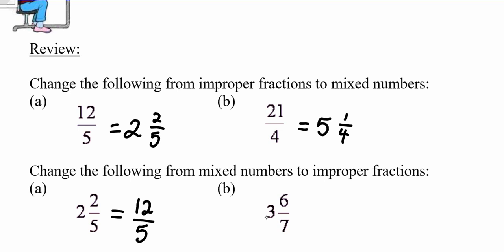The whole number 3, multiply that by the denominator, 7. So 3 times 7 is 21. And then we're going to add what was left over, the 6. So 21 plus 6 is 27. And we're going to keep our denominator the same. And so that's how you are changing from a mixed to an improper. You're taking the whole number, multiplying it by the denominator and adding the numerator, and then writing the whole fraction over the denominator.